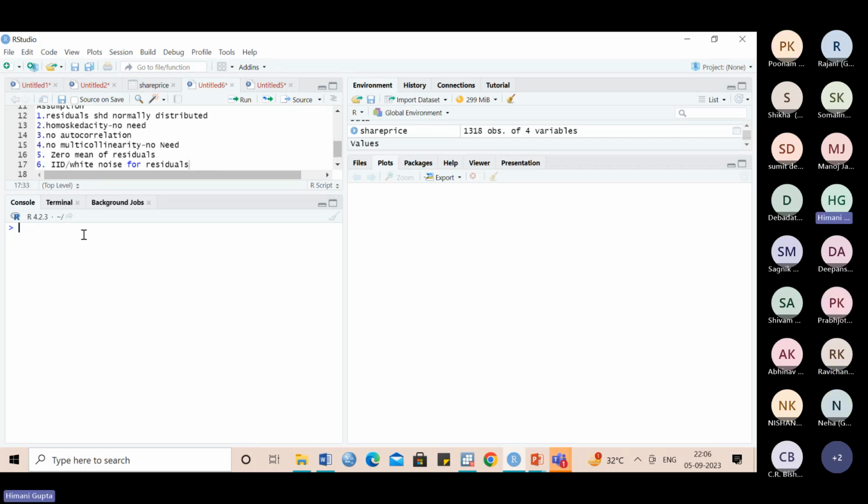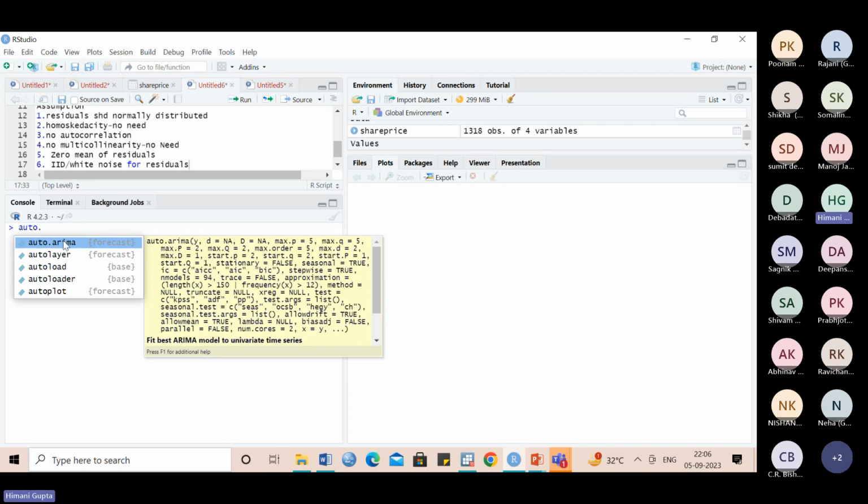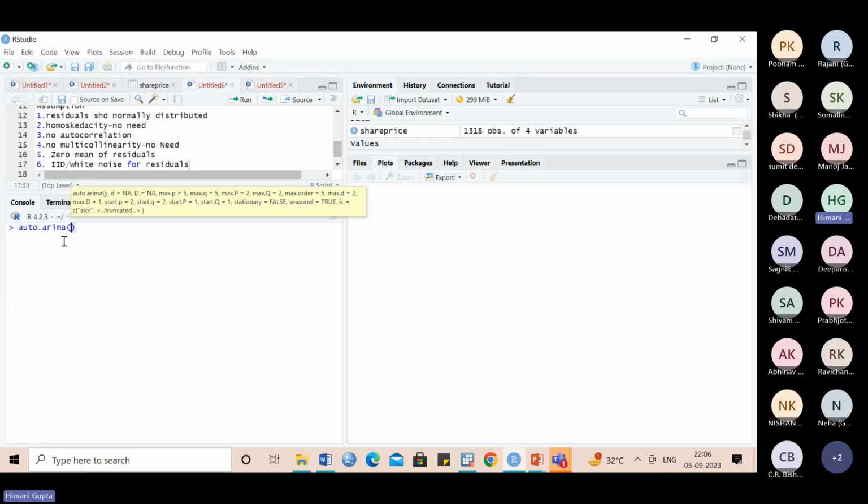Now let's go with the ARIMA model, how we are going to make the forecast. R has an inbuilt function which will give me the results directly. That means I don't have to choose which will be the best ARIMA model. It will give me the results. For that, I have to use the command auto.arima.